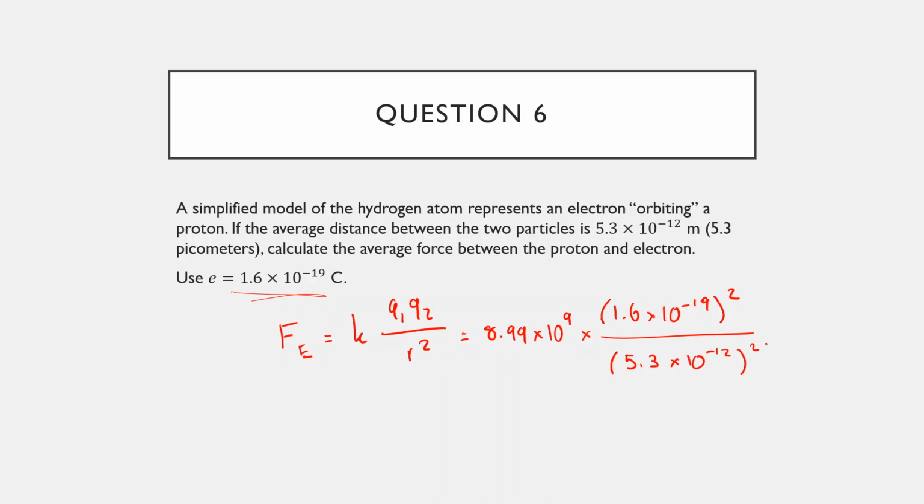When you're typing on a calculator, remember to put brackets around your numbers just to avoid any silly mistakes when you square things. If you don't put brackets around that, the only thing you'll be squaring is the times 10 to the power of whatever. Putting that on your calculator will yield an answer of around 8.2 times 10 to the negative 6 newtons. There you go. Just straightforward using the equation, nothing to it.